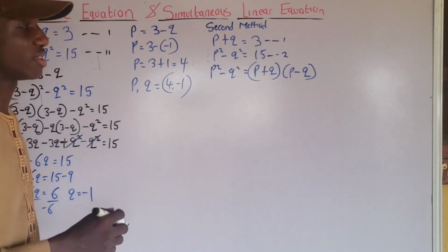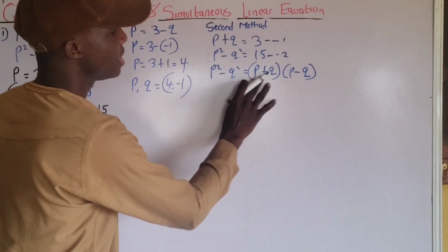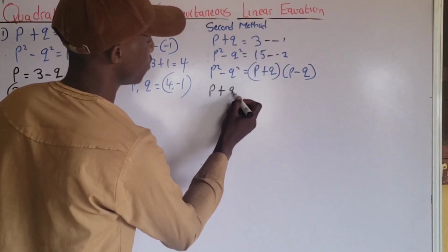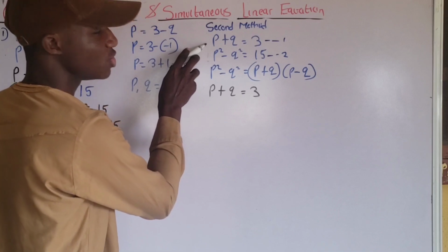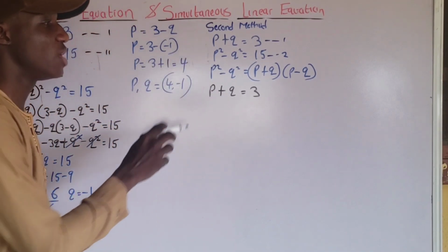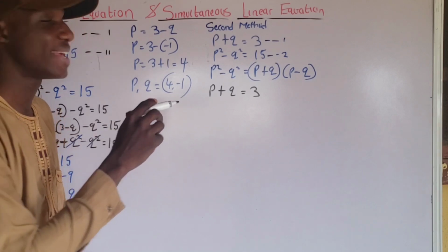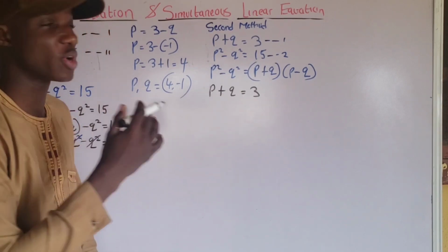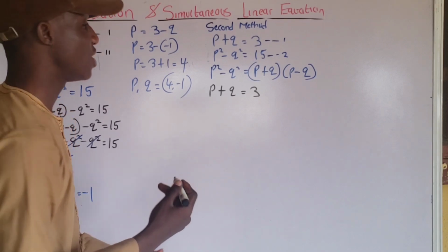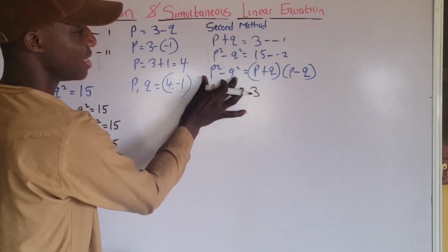Are you paying attention? Now, recall that p plus q is what? 3. So from equation 1, p plus q is equal to 3. If you express p squared minus q squared as a difference of two squares, you are going to have (p plus q)(p minus q). You understand? If you open this bracket, you are going to arrive at this.